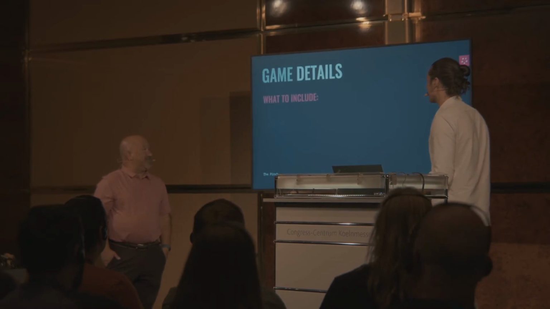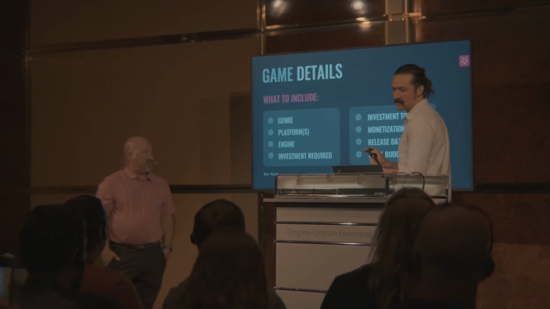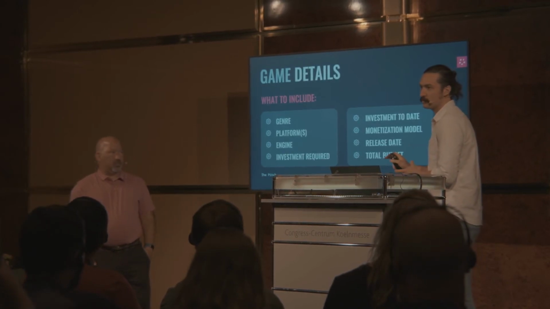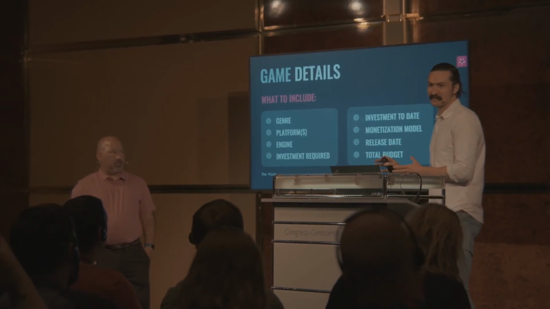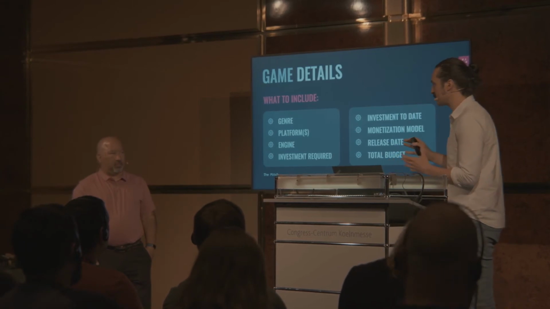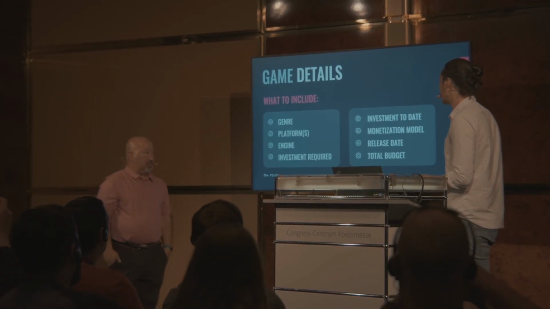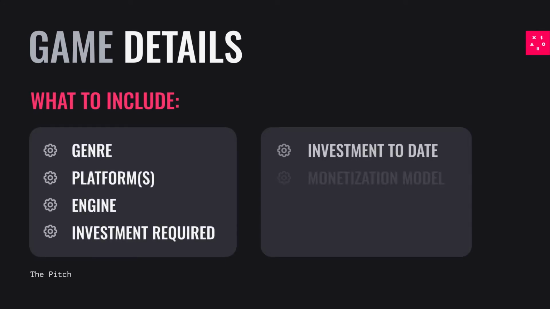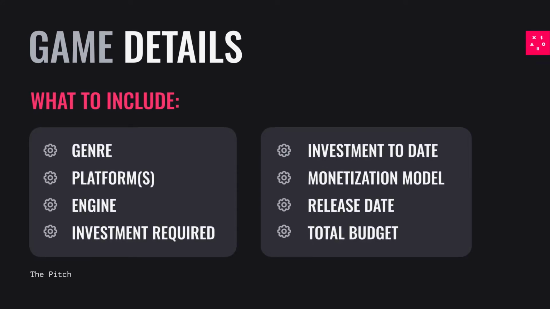So, game details. This one's straightforward. This is just the bare minimum information that you need to include. It often gets overlooked. It's important to present it in one slide. Again, hard to say no. Make it easy for them to get the information they need. There are more things you can add here as well. This isn't a be-all, end-all, but it's a good place to start.